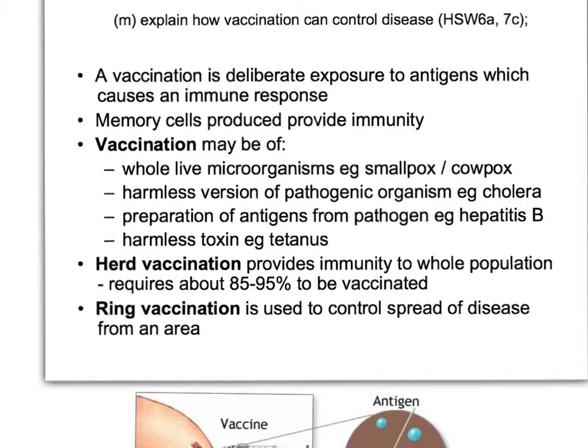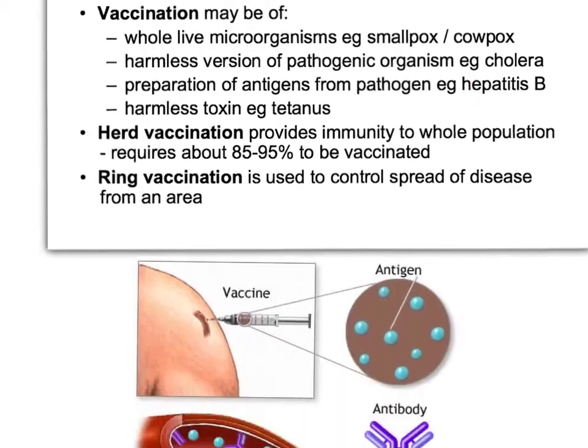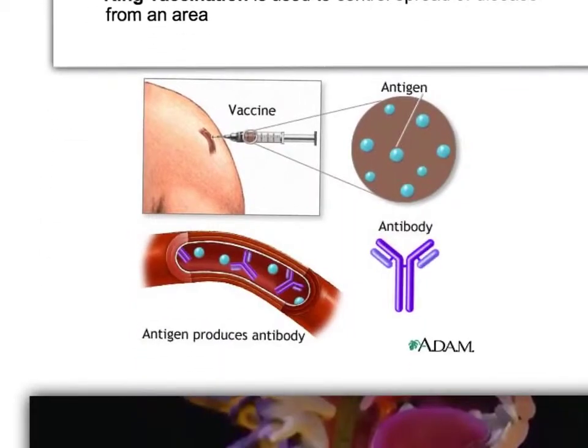Okay, so here we've got our antigens which we inject into our individual, okay, and those antigens then undergo an immune response, okay, with T and B lymphocytes, and the B plasma cells eventually produce antibodies to that antigen. Okay, so that's what vaccination is.